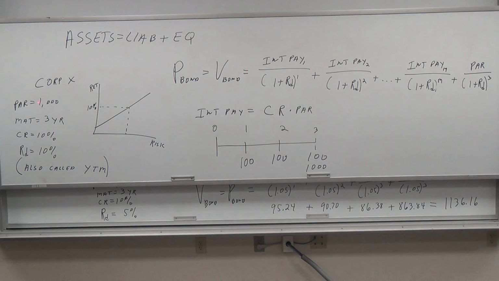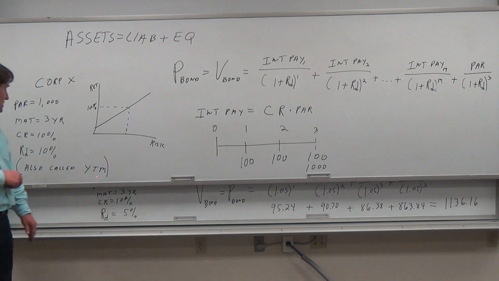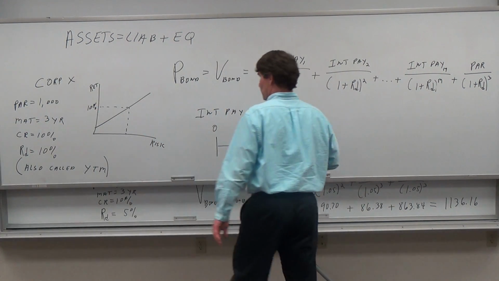So Corporation X wants to borrow $1,000. It wants 3 years to pay back. The coupon rate is going to be set at 10% because the market wants 10%. Note that this yield, also called RD, return to creditors, return to debt holders, is also called the yield to maturity. So this is also referred to as a yield to maturity.